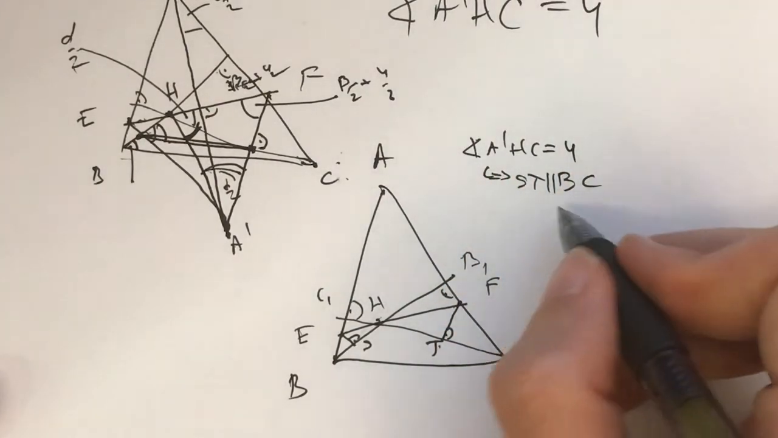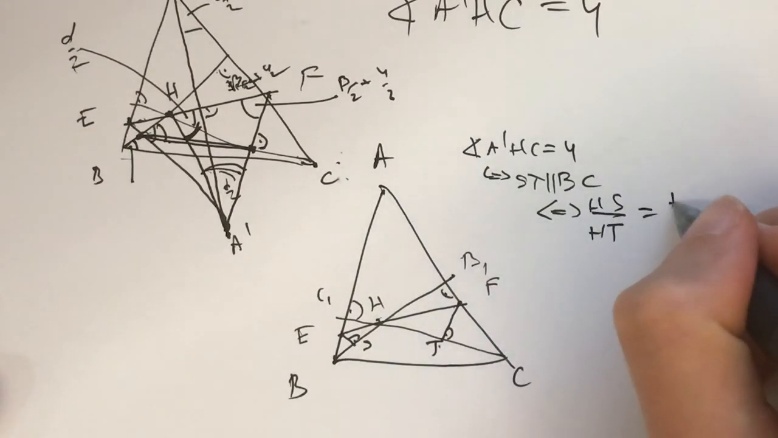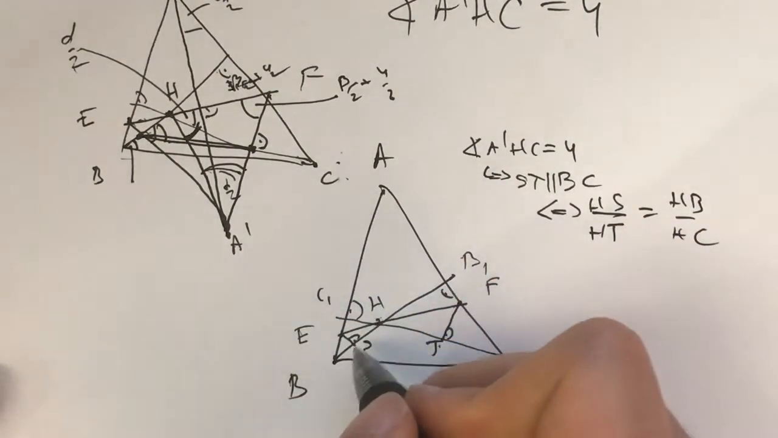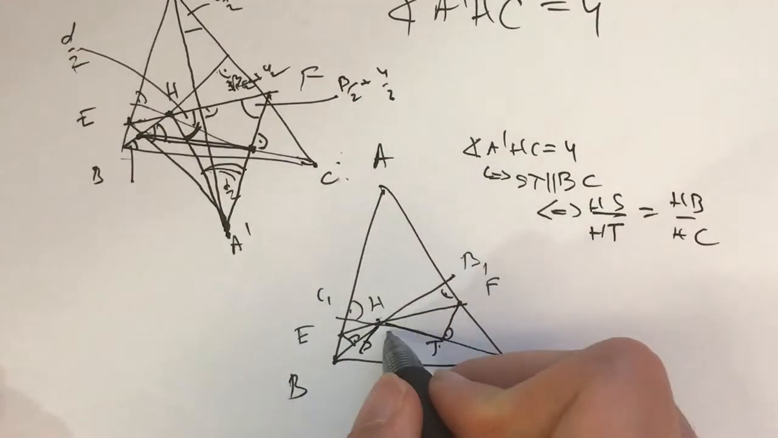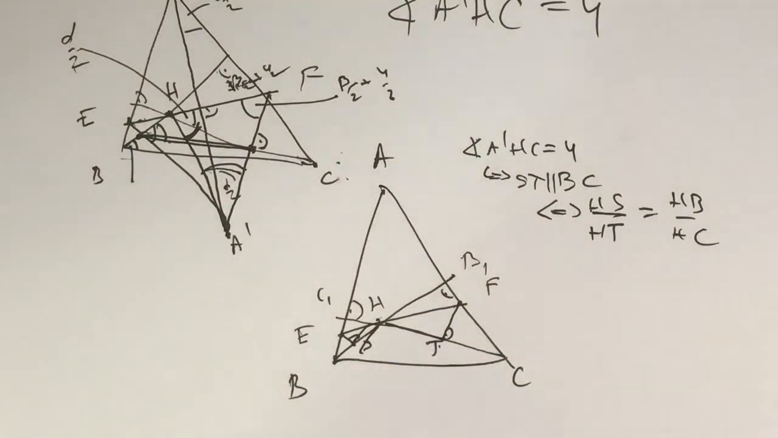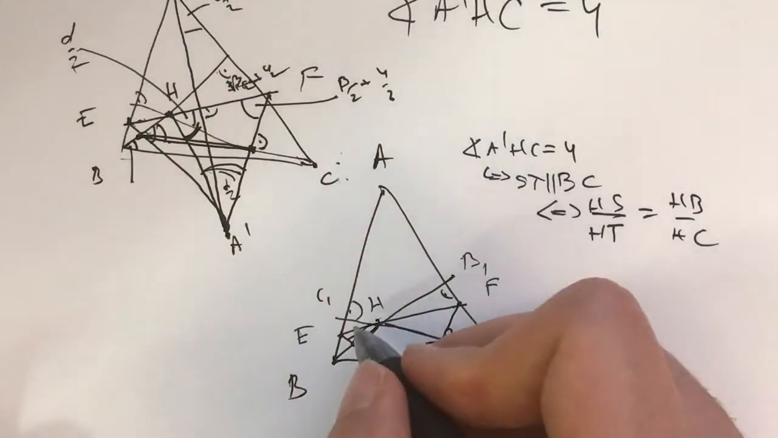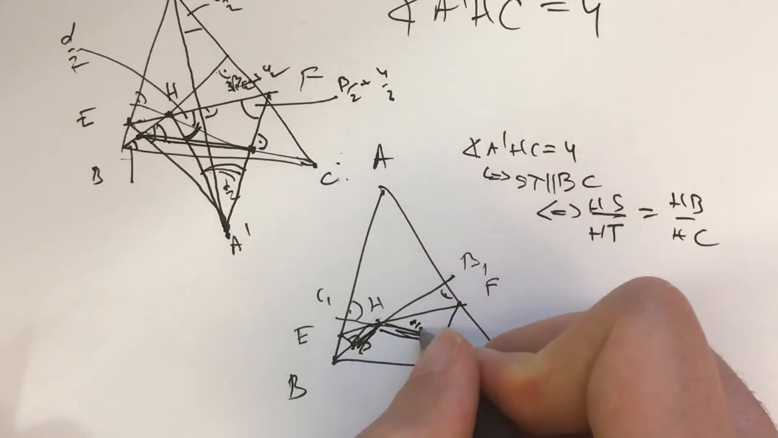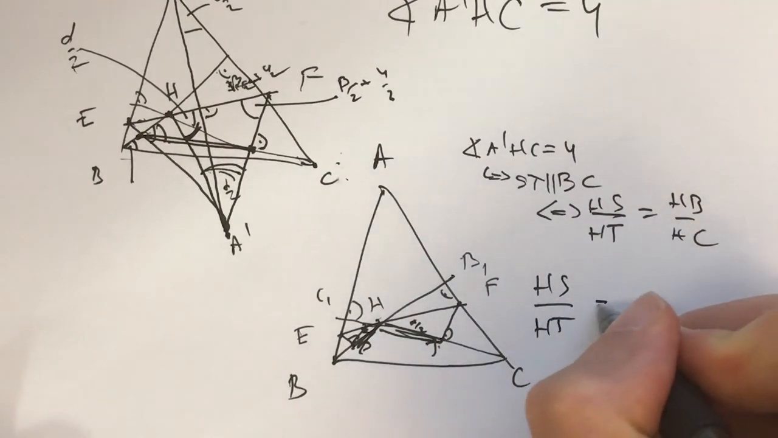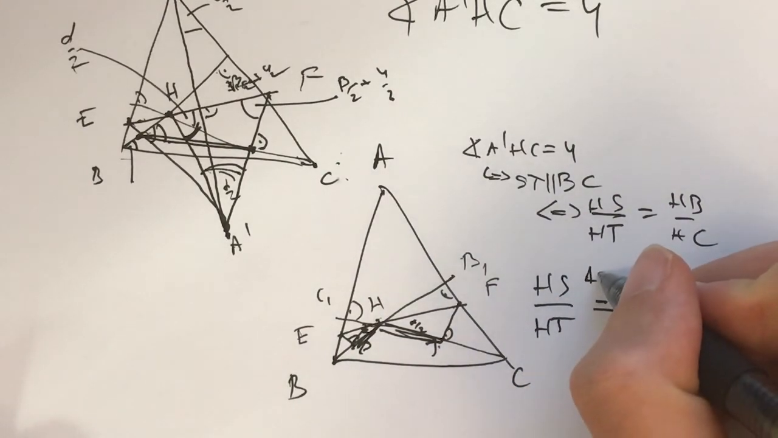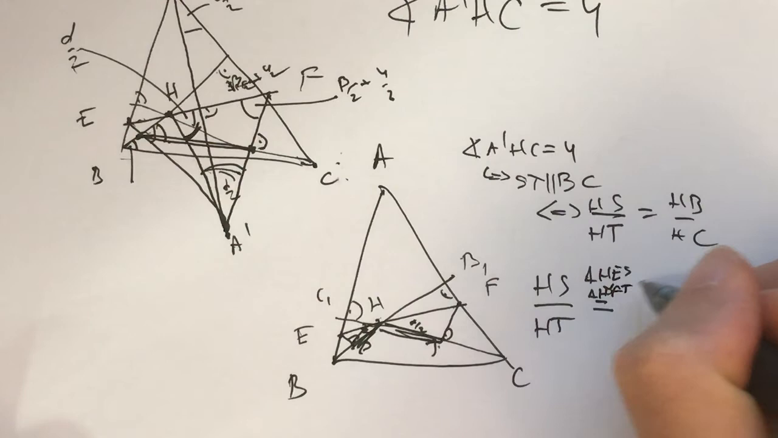So we need to prove this. And this is true if and only if HS over HT is equal to HB over HC. And the reason I'm using line segments as opposed to angles is because I have all of these line segments already. To be even more truthful, I tried using angles and I didn't get anywhere. So what do we have? HS over HT. Well, both of these are alpha halves, so these are similar triangles.